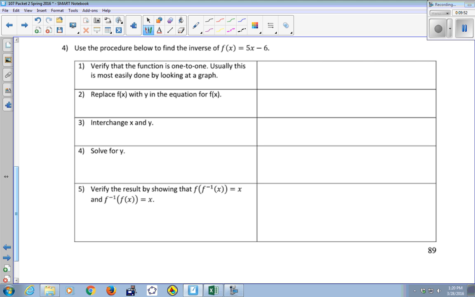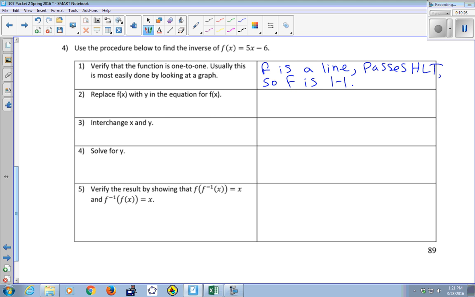So verify that the function is one-to-one. Usually you do this just by looking at a graph or knowing what its graph looks like via transformations, right? So our f is a line, passes HLT. So f is one-to-one. All right, so that means we can find its inverse.